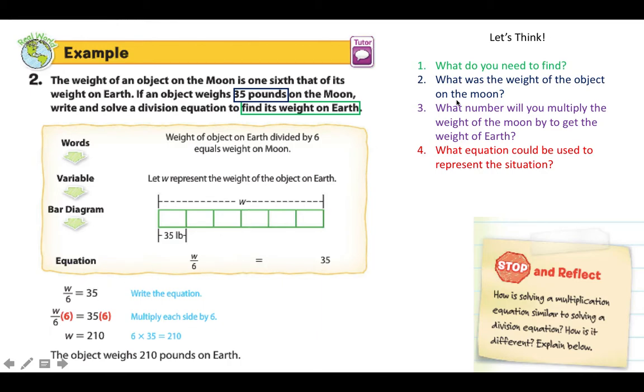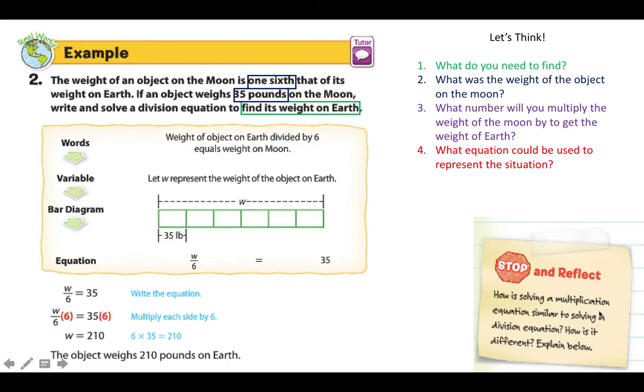Now, to answer the question, what number will you multiply the weight of the moon by to get the weight of Earth? If we're dividing by 6, that means we're multiplying by 6. We are multiplying by 6 on both sides of our equal sign. Those 6's cancel out, giving us our W by itself, and 35 times 6 is 210. So the weight of a 35-pound object on the moon on Earth is actually 210 pounds.